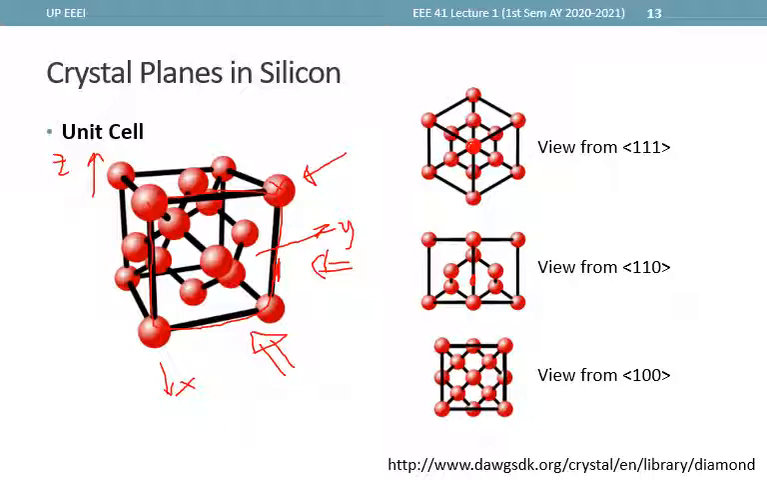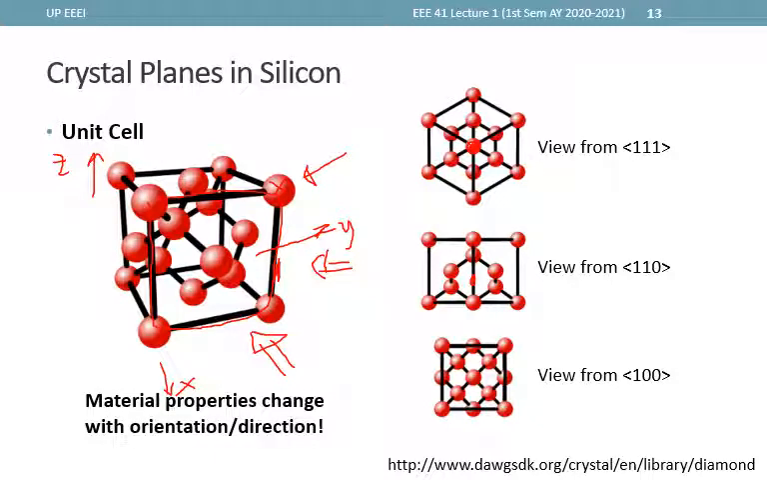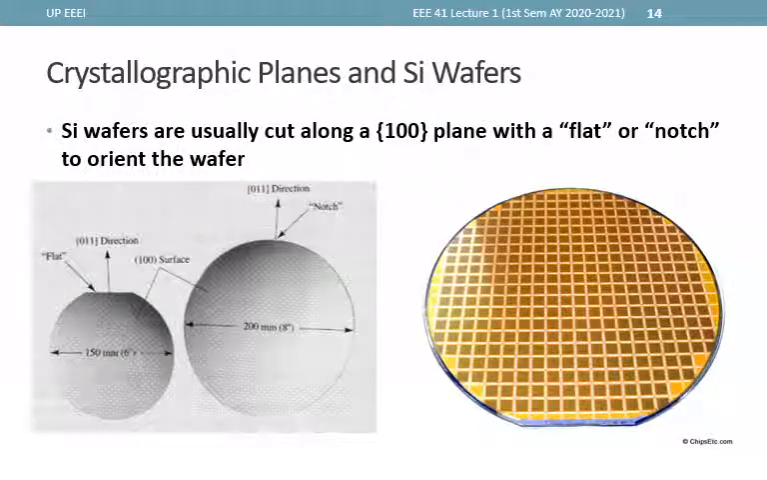And what can we say about this? The material properties actually change with orientation and direction. So when we fabricate or analyze crystalline semiconductors, it is actually necessary to be very specific with the direction. And as such, silicon wafers where our integrated circuits are made are usually cut along the 100 plane with a flat or notch to orient the wafer.